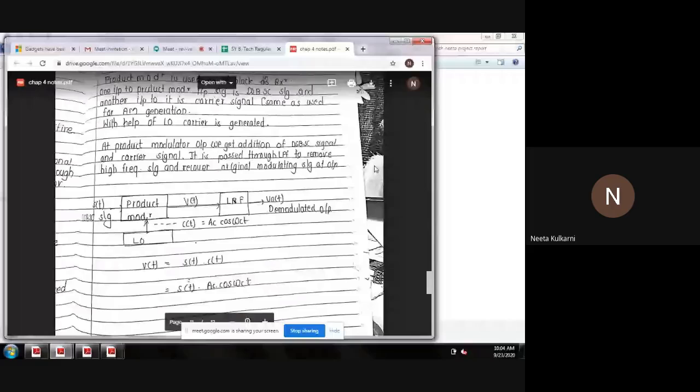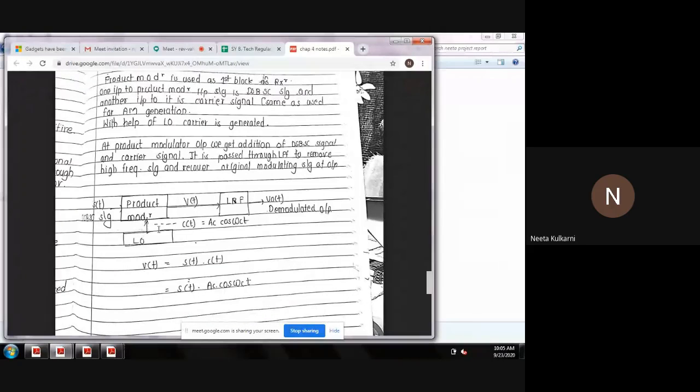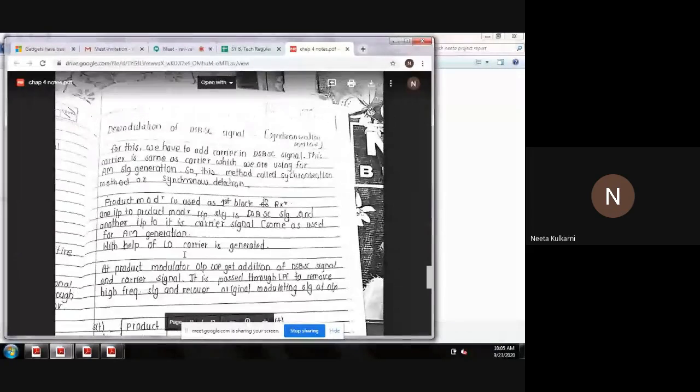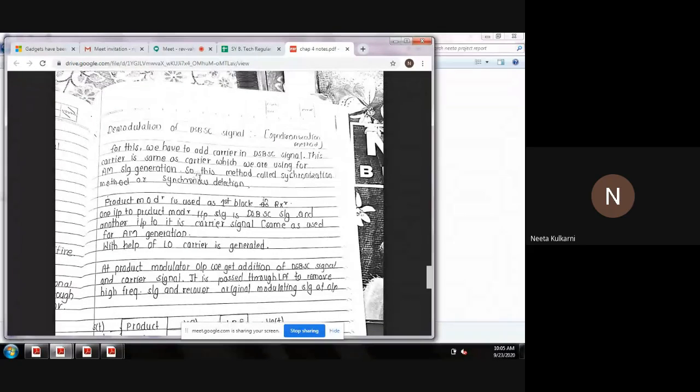S of T DSB-SC signal and local oscillator C of T are multiplied and we get V of T. V of T is given as input to the low pass filter and the output we are getting is VO of T, that is the demodulated output. Okay, so this is the block diagram for the synchronization method for DSB-SC signal detection.